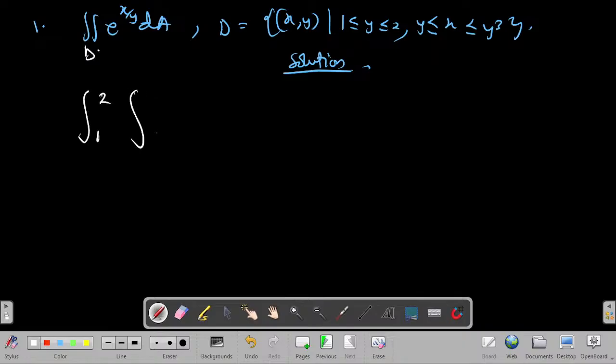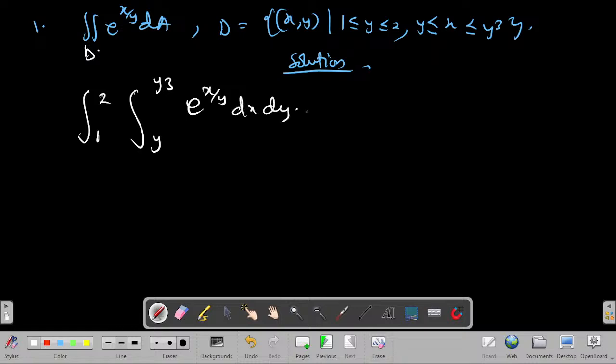Then the inner integral will be from x. As it said, x is greater than or equal to y, so it's going to start from y to y cube. And the function is e to the power x over y. Since our y is outside, it becomes dx dy.